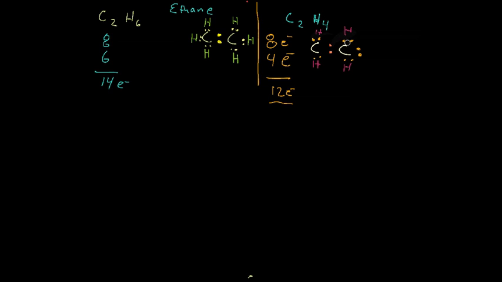We've got 2, 4, 6, 8 electrons right here on this carbon, and we've got 2, 4, 6 on this carbon. All of our hydrogens have 2, which is what they want, so they're happy. But this carbon only has 6 valence electrons now, and this one has 8. So something's not working out there. We must not have drawn it correctly.